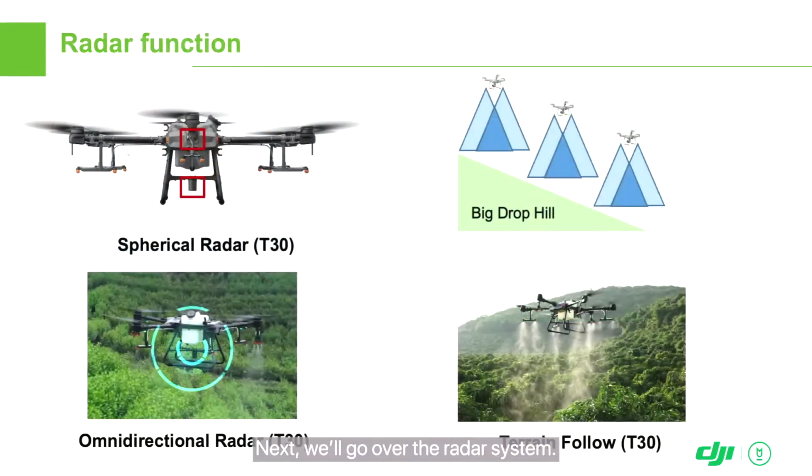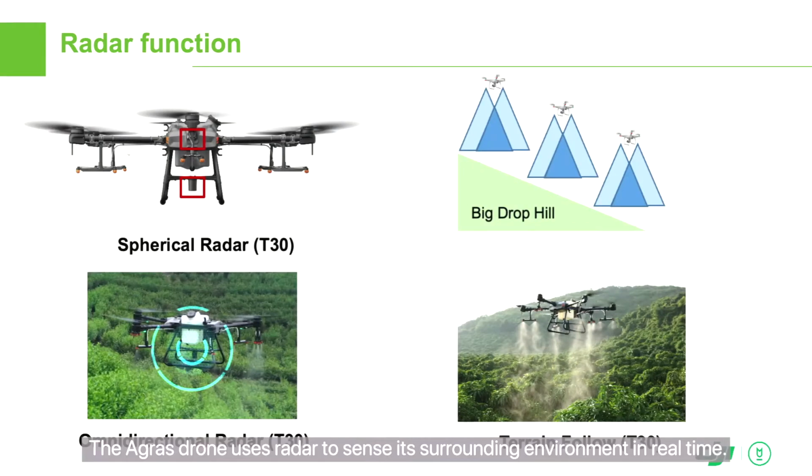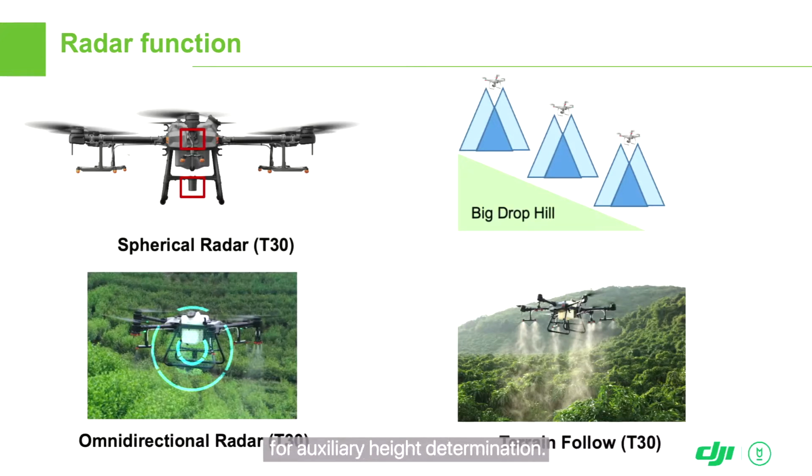Next, we'll go over the radar system. The Agras drone uses radar to sense its surrounding environment in real time. This enables forward and backward obstacle perception and avoidance. Downward-facing radar helps determine the altitude of the drone for auxiliary height determination. It also enables terrain-adaptive flight. So even if the terrain changes, the drone maintains the same height above ground.